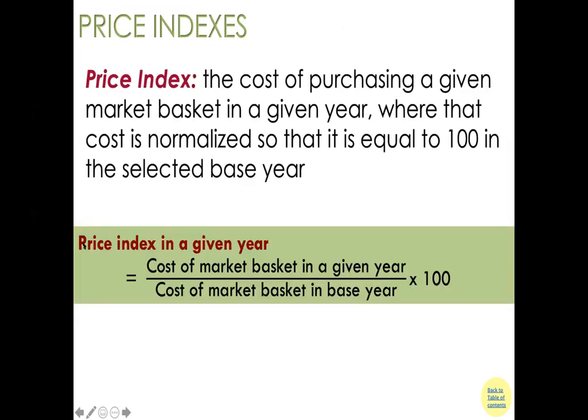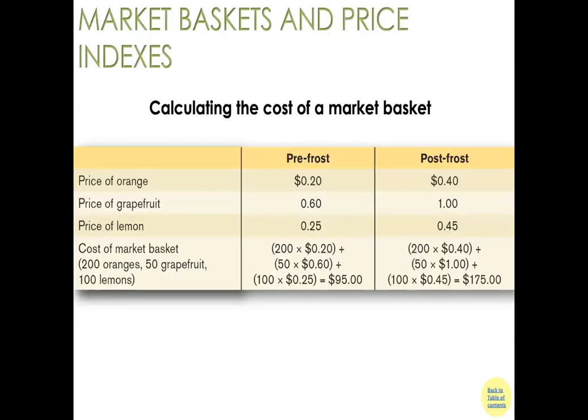Next step. We are going to use this formula to find the price index. This is the cost of the market basket in a given year, so that's the year you are interested in, divided by the cost of the market basket in this year, which is the year we use as a benchmark. In the previous example, if we want the price index of pre-frost, we use pre-frost as the baseline. That's straightforward: 95 divided by 95 times 100.